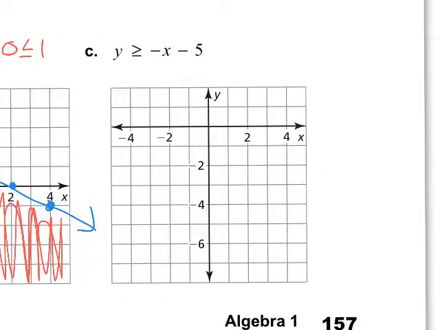All right, let's look at C. My y-intercept on C is -5. So I'm going to put my dot at -5. My slope is -1, so that's down 1 over 1. Dotted or solid line? Solid, because it's equal to. And then it says y is by itself, right? And it says y is bigger, so I'm going to shade up above.